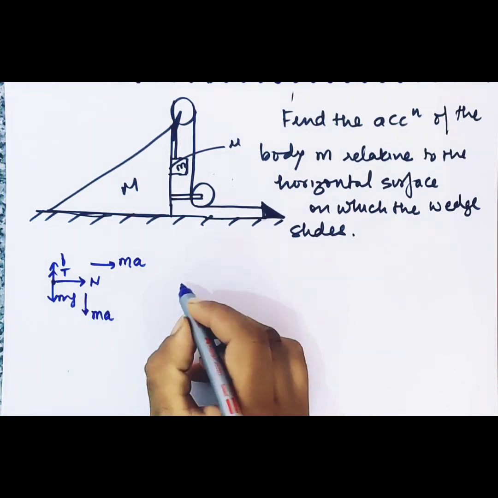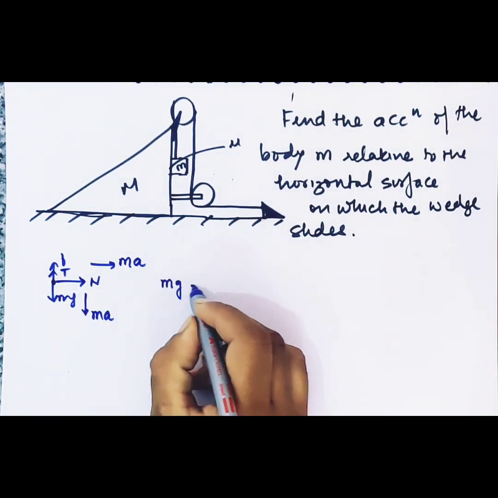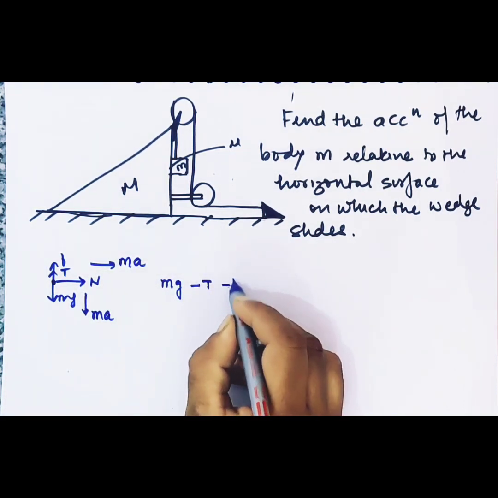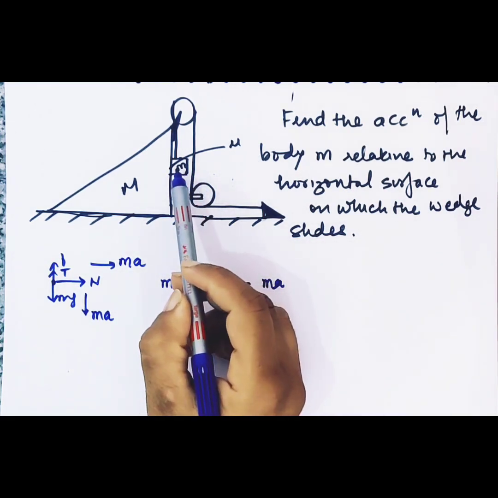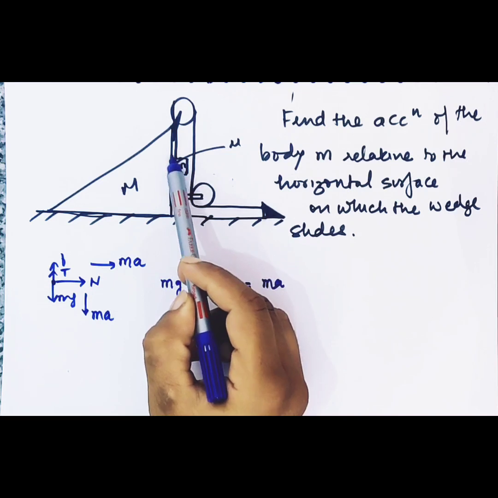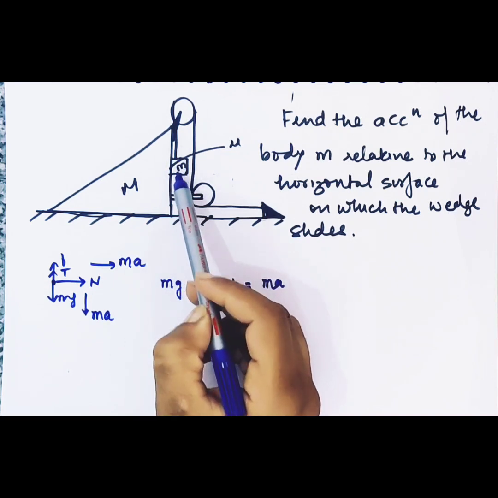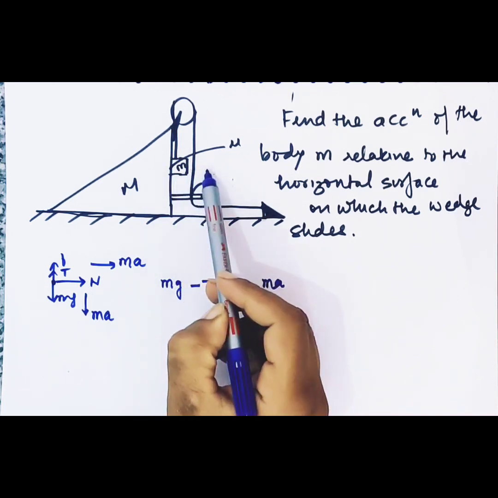So let's make the equations for this. Mg minus T minus F is equal to ma. I hope we are not forgetting any other force to mark. Friction we have marked, tension we have marked, Mg we have marked, and N we have marked. Yes.